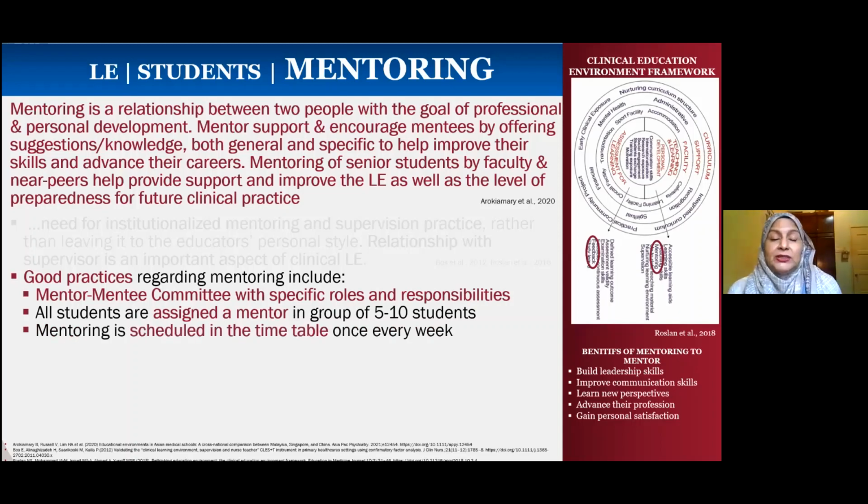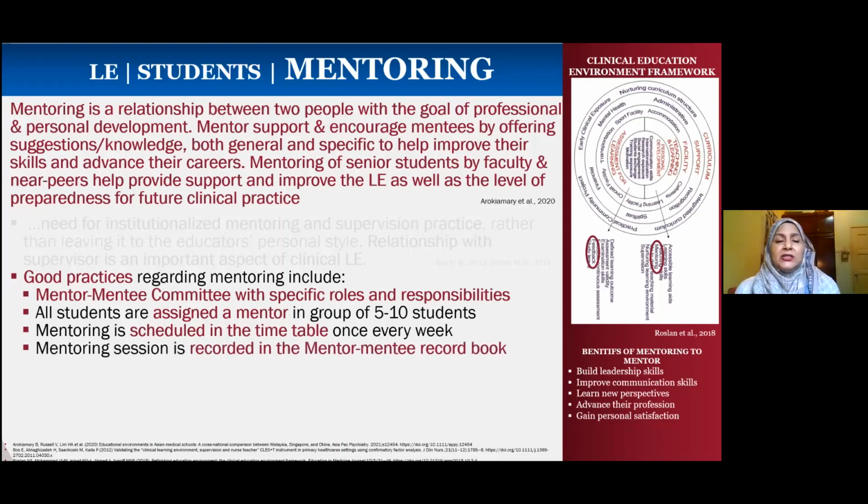Mentoring is scheduled in the timetable. Over here we do it once every week, say every Friday afternoon, there is a mentor-mentee session. And at that time, the staff has no teaching activities, so all the students are free to meet their mentors.